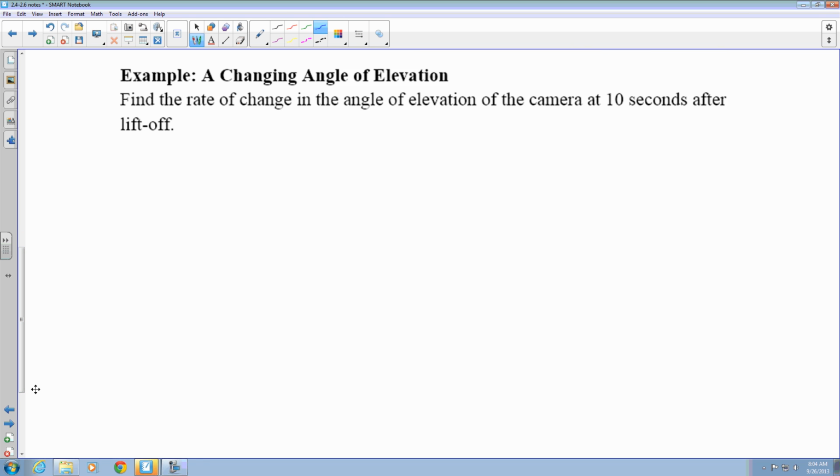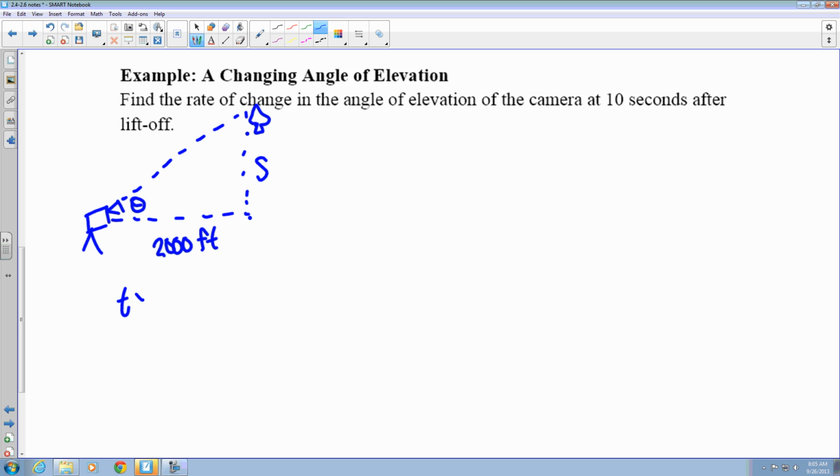Okay, find the rate of change in the angle of elevation of a camera at 10 seconds after liftoff. Well, we need another picture. So here we're going to have a little camera. This picture would be given to you as well. You're never expected to come up with the picture unless it's a basic one that we know. Our rocket's up here. Our angle's right here. We are given that this is 2,000 feet.